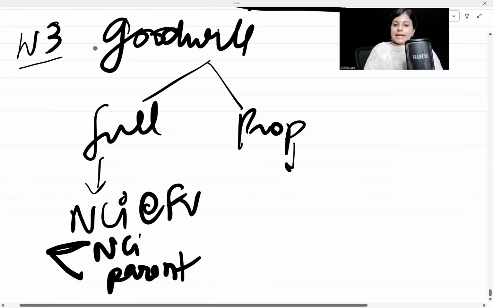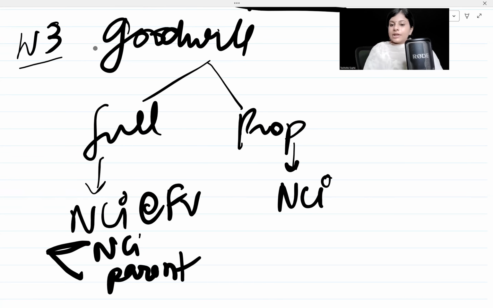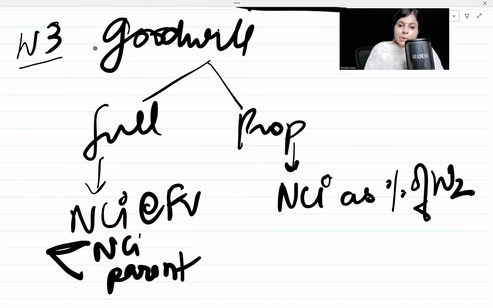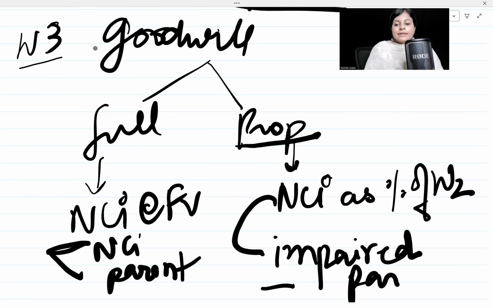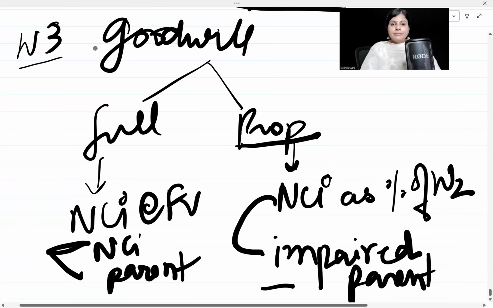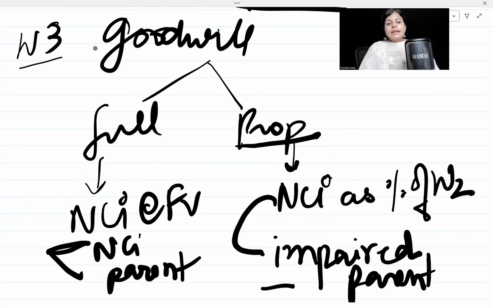Where NCI is taken at a percentage. NCI is taken as a percentage of working note number 2. And if this proportionate goodwill in future has to be impaired, at FR level, you should just know that if it is impaired, it is just allocated to the parent, not to the NCI, because it is partial goodwill, no? So it just belongs to the parent, not to NCI.